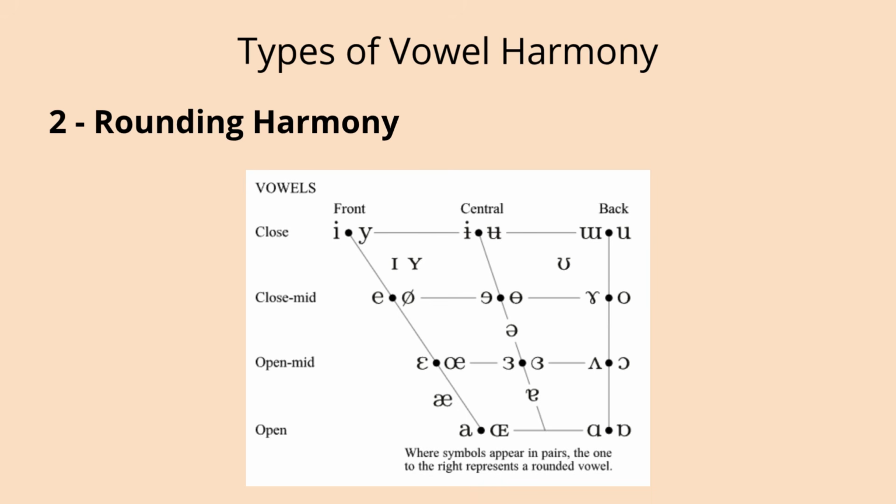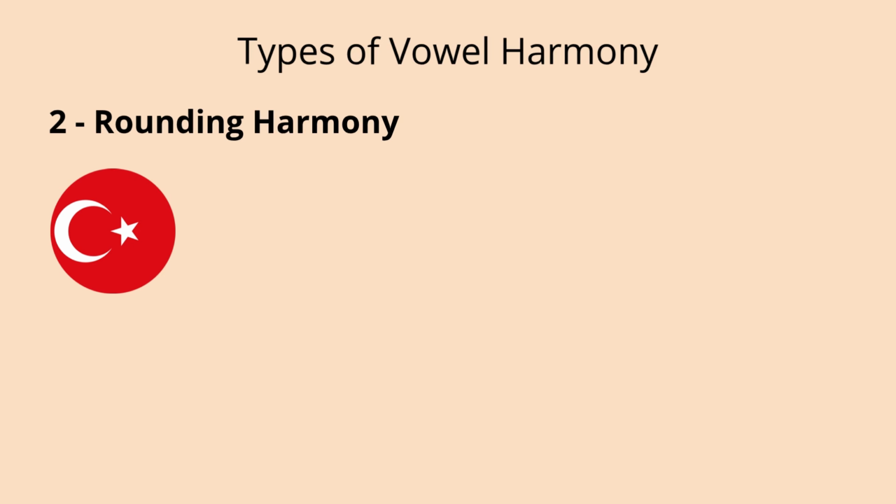Number 2. Rounding harmony. This concerns the rounding of the lips during vowel pronunciation. In rounded vowels, lips are rounded, like u, o, u, e. In unrounded vowels, lips are spread or neutral, like I, E, A. In this type of harmony, if the root vowel is rounded, the suffixes must also have rounded vowels. Turkish sometimes combines backness harmony with rounding harmony.